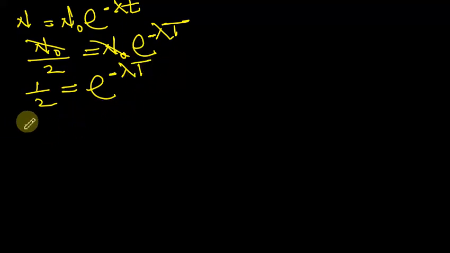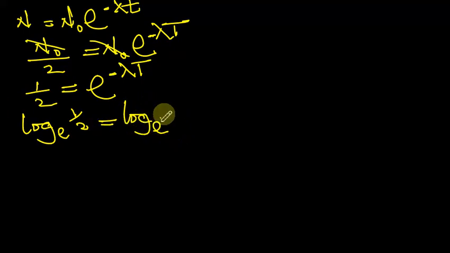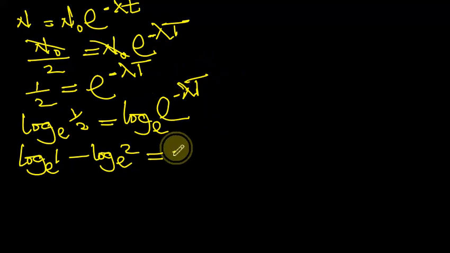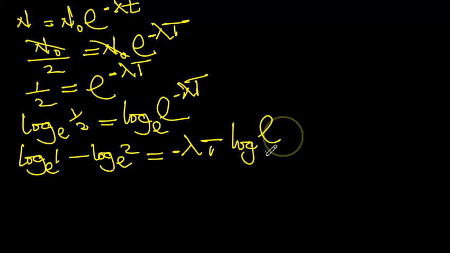Similarly, if I take the natural log of both sides, I will have log e of 1 over 2, the left hand side, equals log e of e raised to the power minus λ with capital letter T. Then on this side, this is a division of logarithms, it will turn to subtraction, log base e of 1 minus log base e of 2 equals, according to the power law in logarithms, minus λT comes behind the logarithm, that gives minus λ with T, logarithm of e to base e.